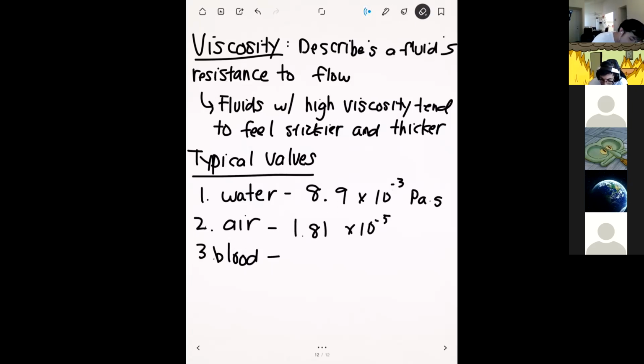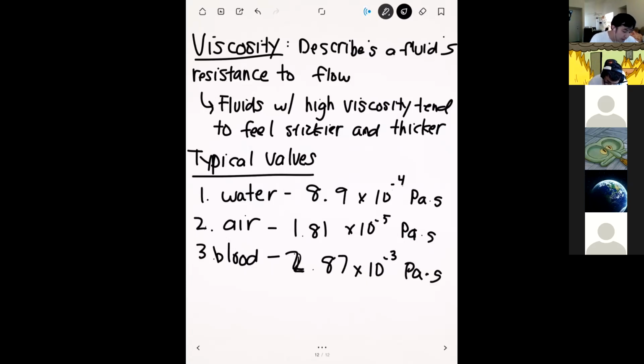Oh, I'm sorry, this is 10 to the minus 4 right here. I was looking at something else. So water has a viscosity of 8.9 times 10 to the minus 4 Pascal seconds. Air has a viscosity of 1.81 times 10 to the minus 5 Pascal seconds. And then blood is 2.87 times 10 to the minus 3 Pascal seconds.